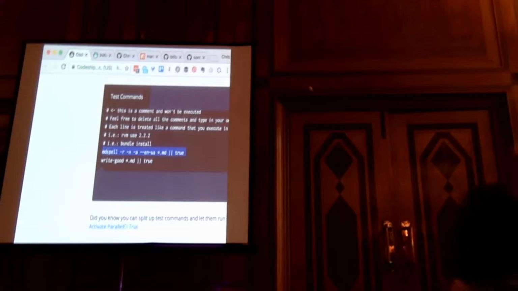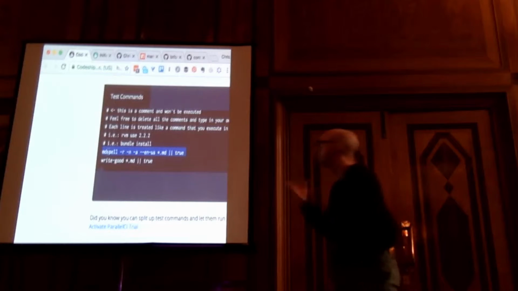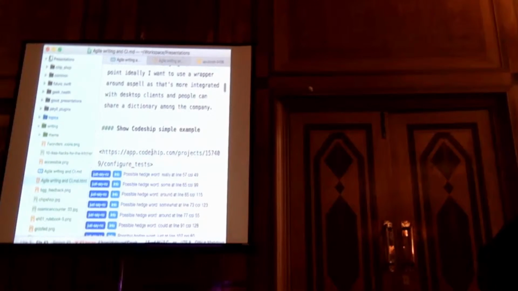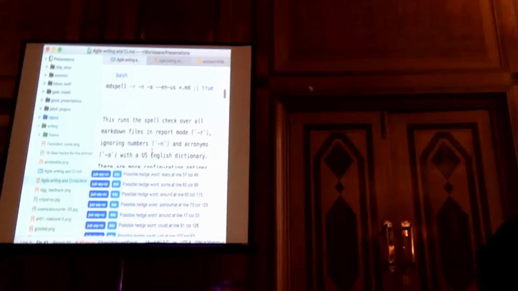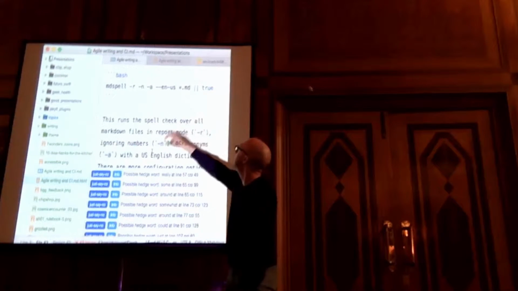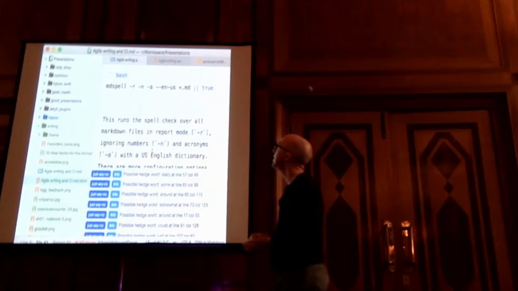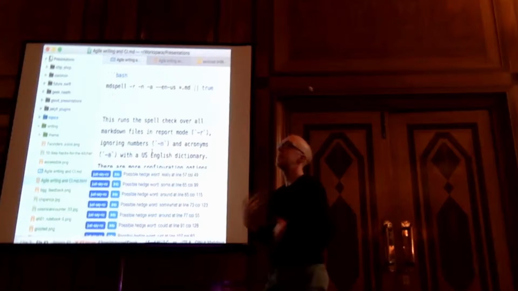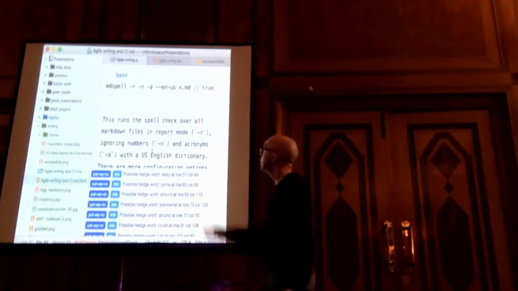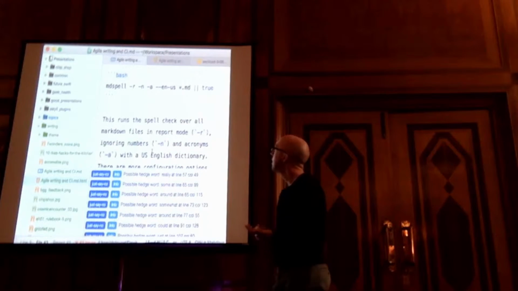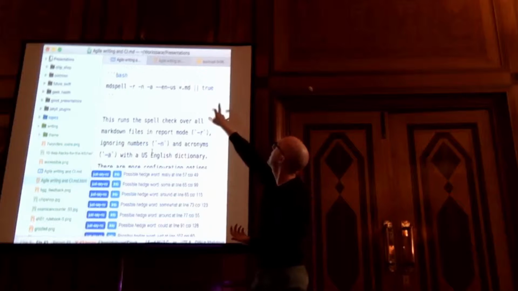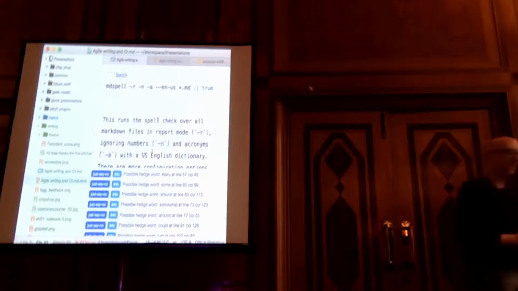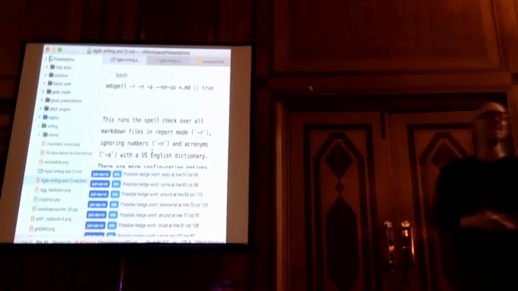In this particular example, we decide to spell check our markdown files. I'll just jump back into my notes to remind me what those things mean. These various flags mean it runs the spell check on markdown files. I tried running it on some other things and it didn't really work. It runs in report mode, so it gives you a summary of problems, and ignores numbers and acronyms, which you may or may not want. And in this case, with a US English dictionary, I have the misfortune to always have to write in US English, but I'm amongst friends here, so it's fine for once.